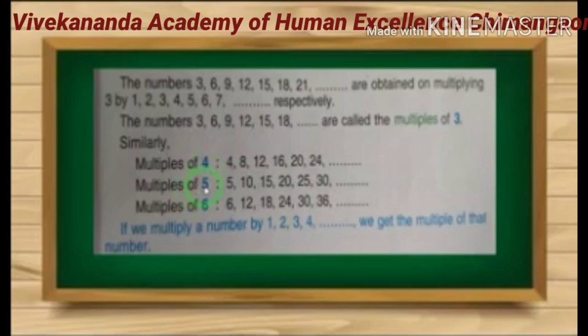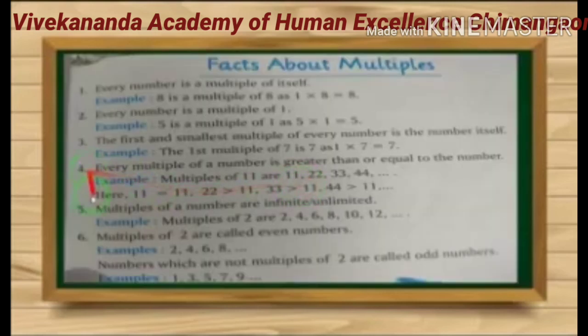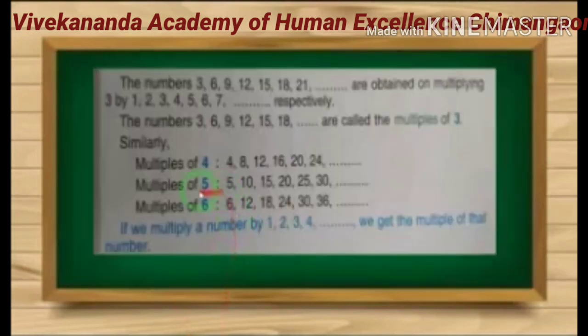Similarly, we can find multiples of 5. 5 ones are 5, 5 twos are 10, 5 threes are 15, 5 fours are 20, 5 fives are 25, 5 sixes are 30. So these are multiples of 5. It means we get the table of 5 here. Similarly, multiples of 6: 6, 12, 18, 24 and so on.